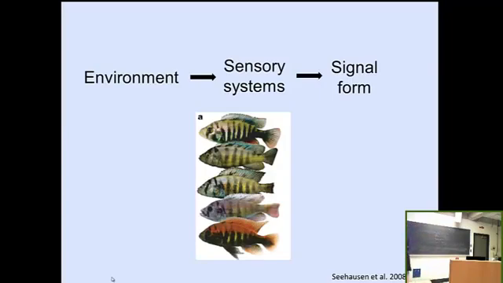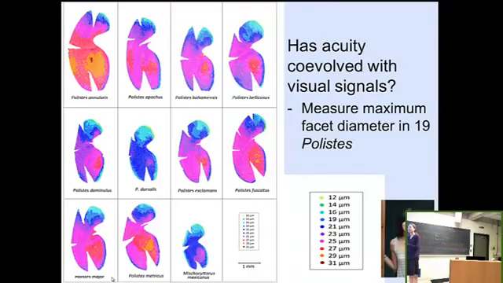There's been less research going in the opposite direction. So looking within a single species and saying, hey, does the signal form that a species has influence the sensory system of that species? A lot of research has gone in this direction, looking at predators or parasites. So there's a lot of eavesdropping going on that influences sensory system evolution. But within a single species, I was really surprised to find there are really no examples of signal form influencing sensory systems.